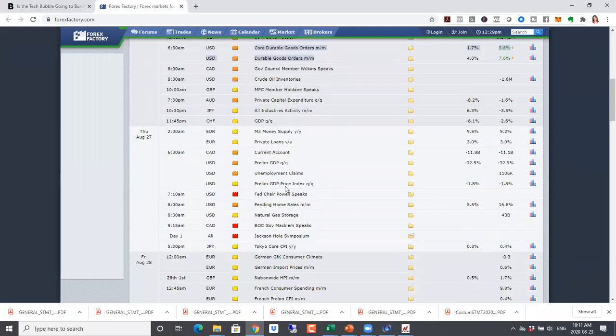On Thursday here, we do have unemployment data. We did see over 1 million people filed for unemployment claims last time here. So if we see this number go up, that won't be good for the US dollar.